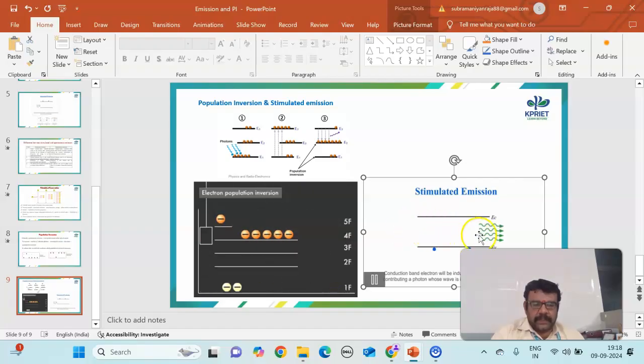You can see the number of photons moving here and there, which is getting increased. So these are the basic principles of laser action and the absorption and emission processes involved in laser action. Thank you.